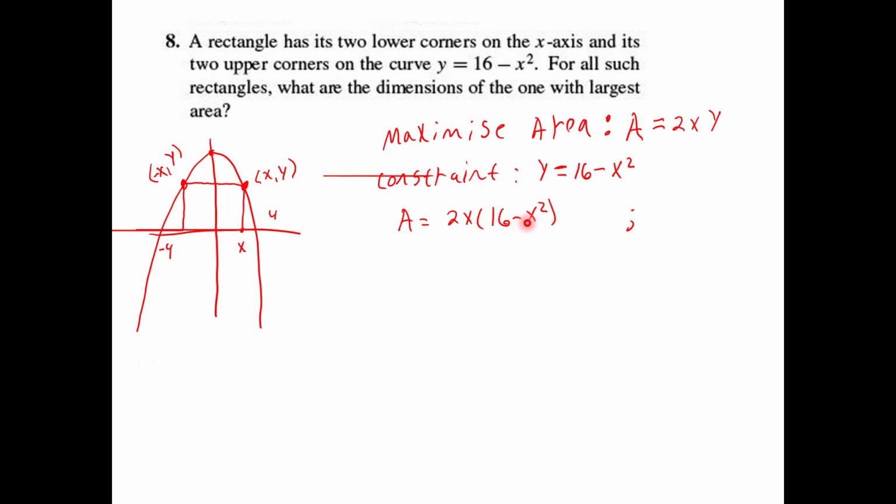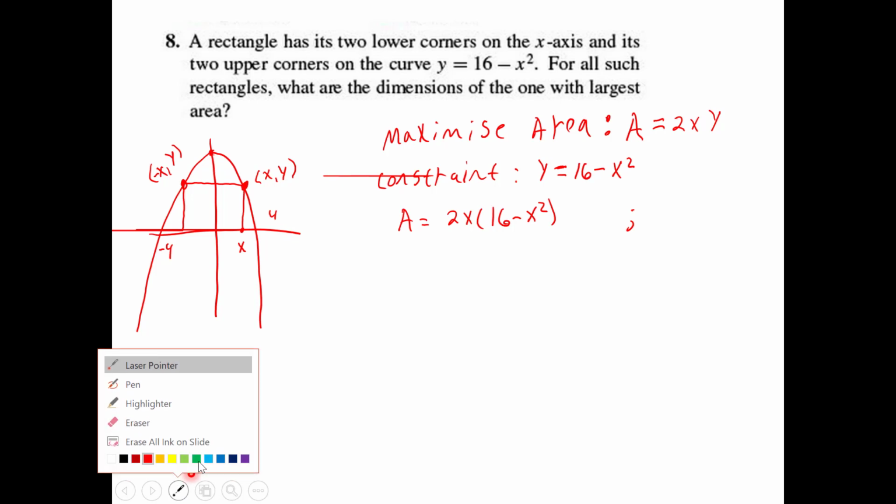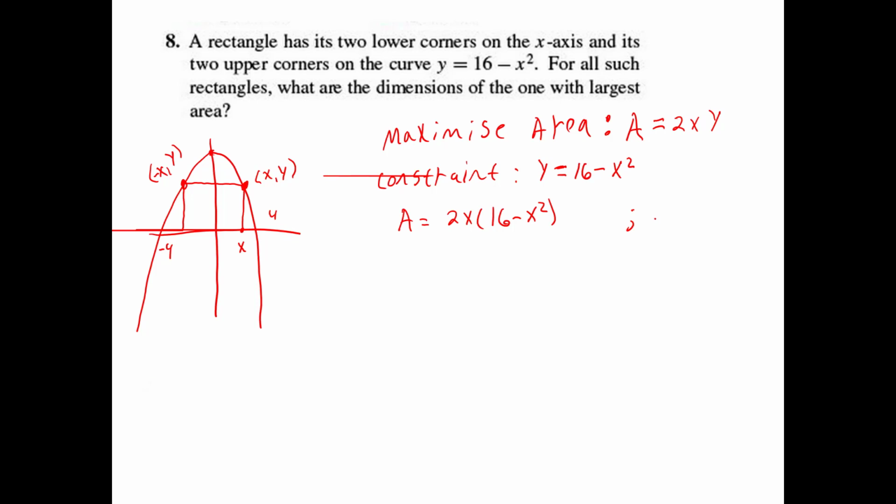So the x value here represents how much I moved over to the right. I could move over as little as 0, or as much as where I cross the x-axis over here, as much as 4. So that is my domain.